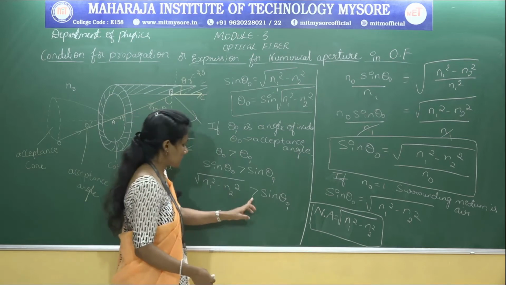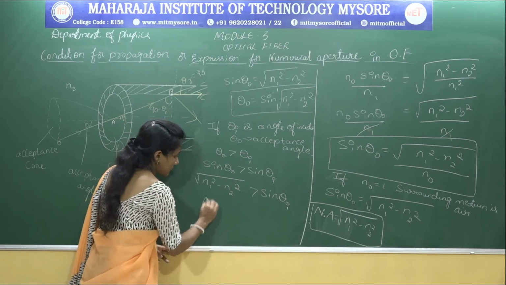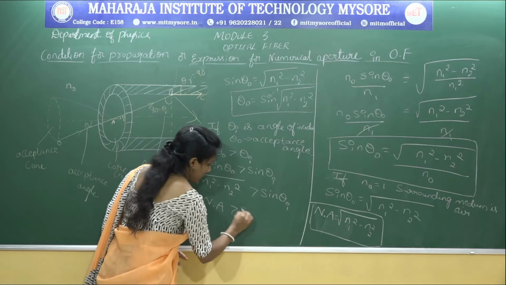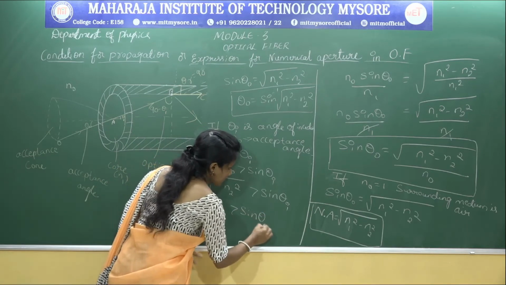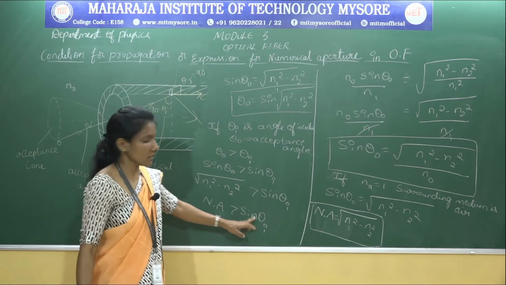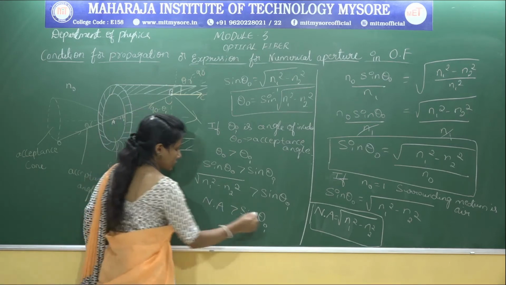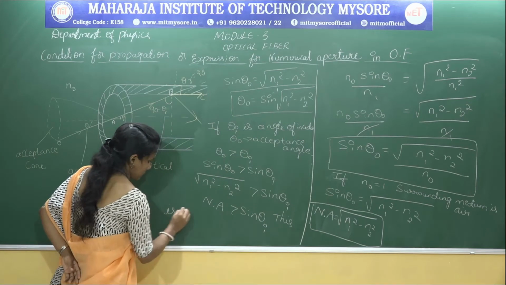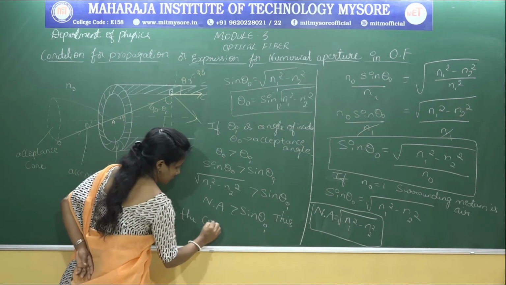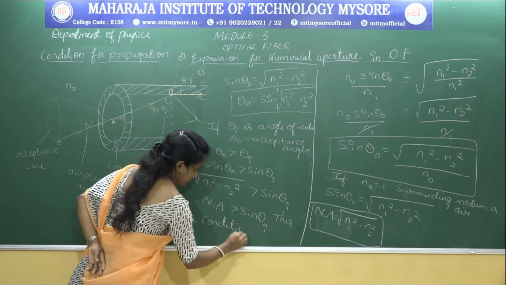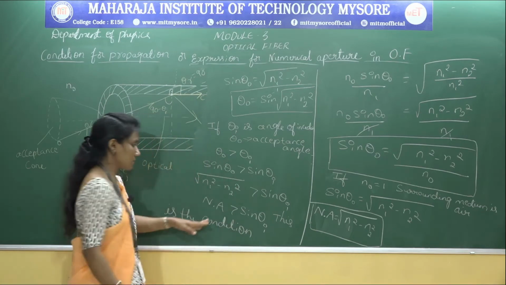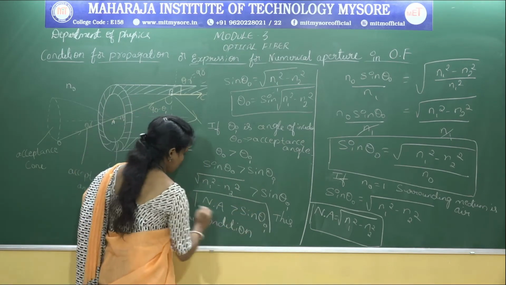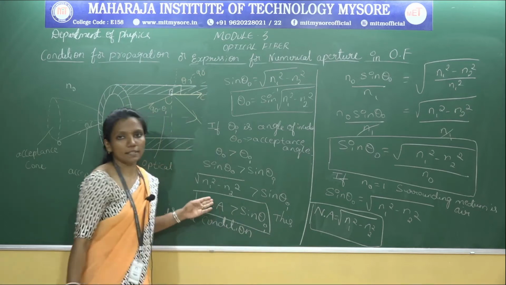Root of n1 square minus n2 square is greater. This is nothing but the numerical aperture. So, the numerical aperture is greater than the sine of the angle of incidence. This is the condition for the propagation of light, the main condition for propagation of light inside the optical fiber.